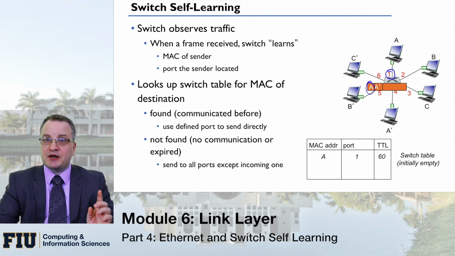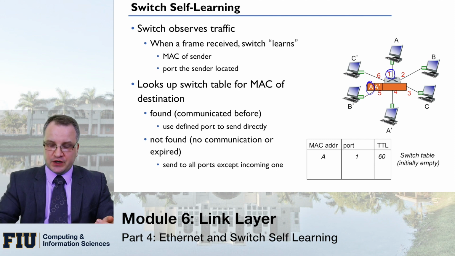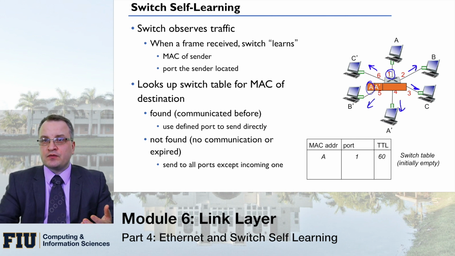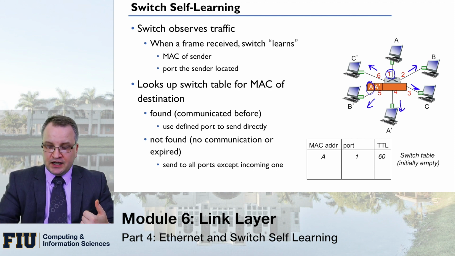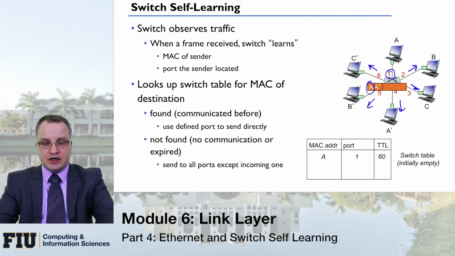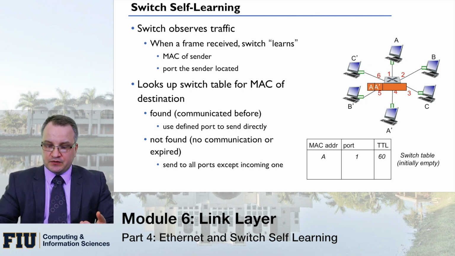But again, it doesn't know where to forward for A prime, because there is no entry for A prime. And the operation is quite simple. It will forward this frame to every single port that's available in this network. It will forward to 6, 5, 4, 3 and obviously 2. And that's it. So this will be the end of the operation. However, as soon as one of the nodes, in this case A prime, receives this frame, it will potentially create some form of a response.